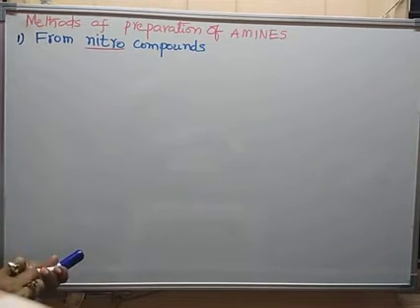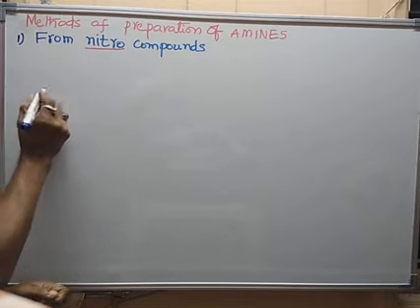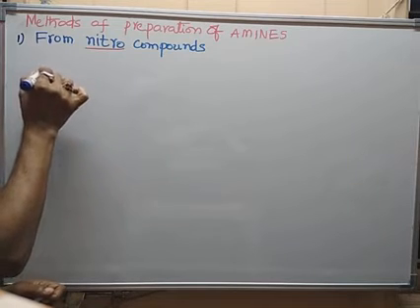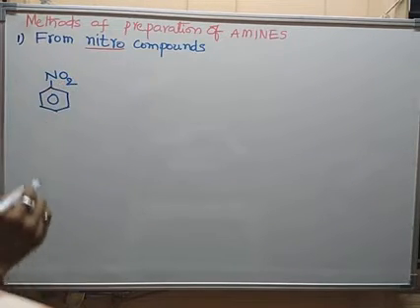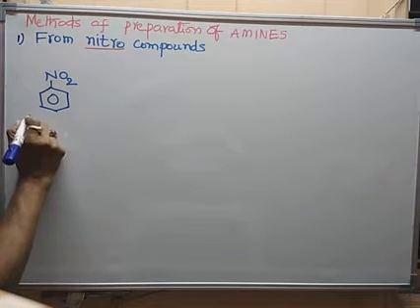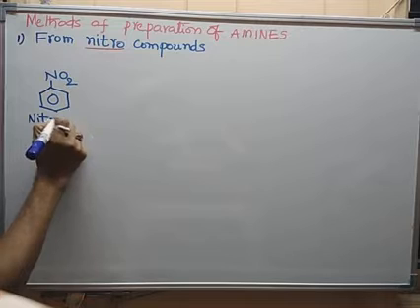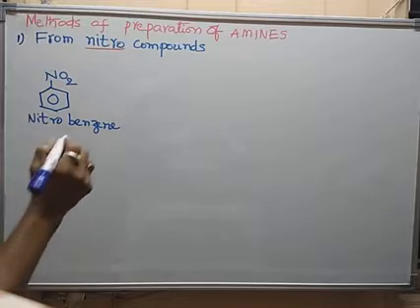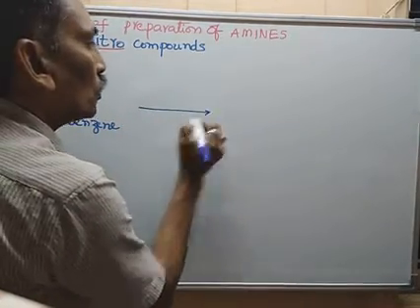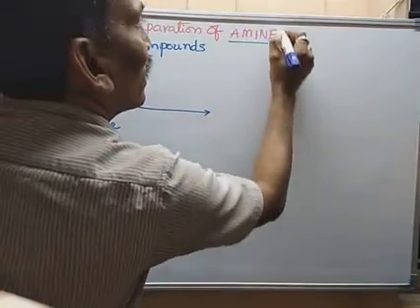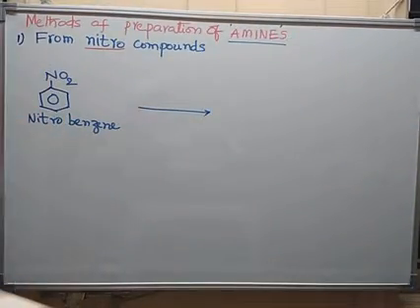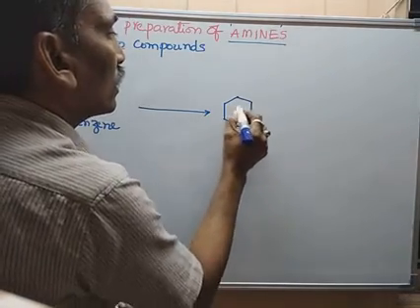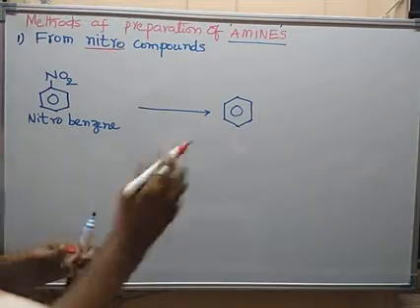So I would like to write here benzene ring with which group? NO2 group. The name of the compound is well known by you, that is nitrobenzene. Clear? Then nitrobenzene is converted to which one? Our aim is to prepare amines, means it is converted to NH2. So simply write benzene ring and the NO2 group is converted to NH2.